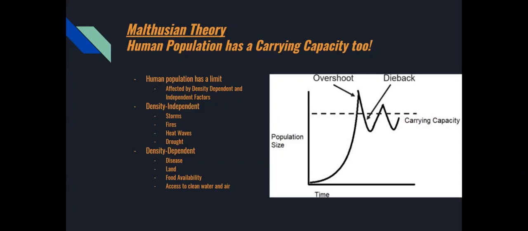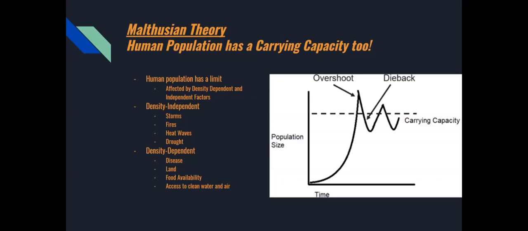Now, as I said, human population is just like any other population on Earth. It has a carrying capacity, and this is defined in Malthusian theory. All that means is that every living thing on the planet has a limit, and humans are affected by the same factors that animals and plants are: density dependent and independent factors. And if you remember those from our previous topics, density independent affects a population whether it is large or small. So storms, fires, heat waves, and droughts will affect a population whether you're in a big city or in a small town.